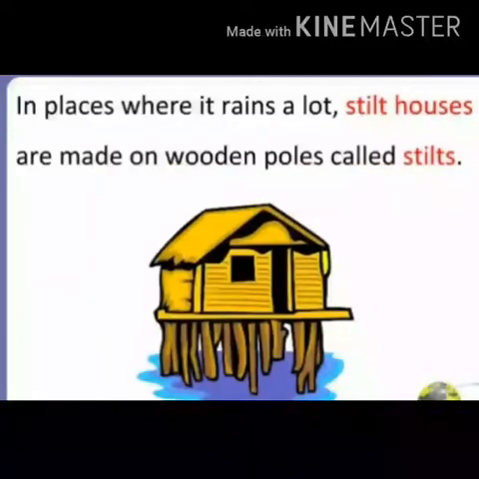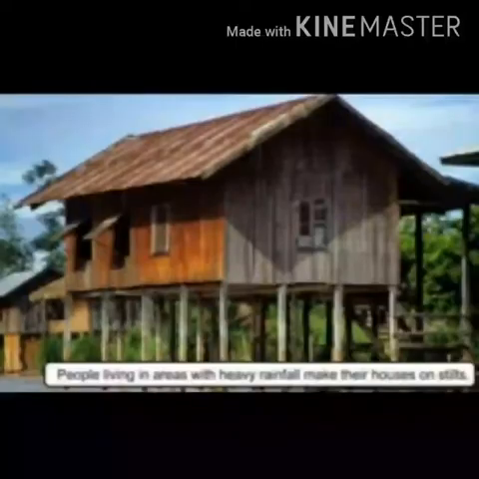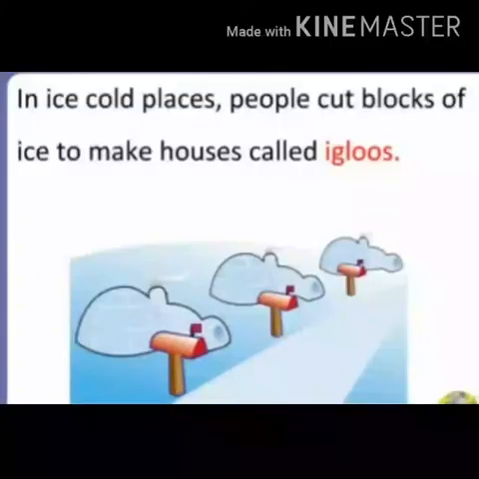In places where it rains a lot, there will be floods. So they use stilt houses. What are stilts? The wooden poles are called stilts. Okay, the model of stilt houses is like this. They use the wooden poles in the base and they build the house. They are called stilt houses.